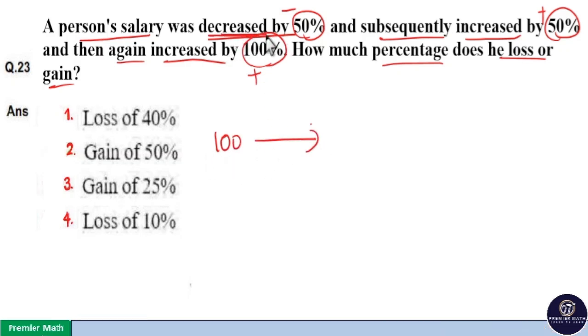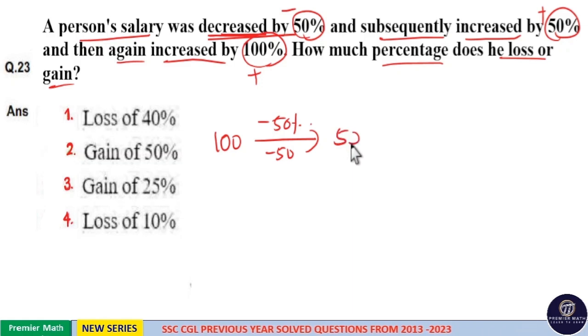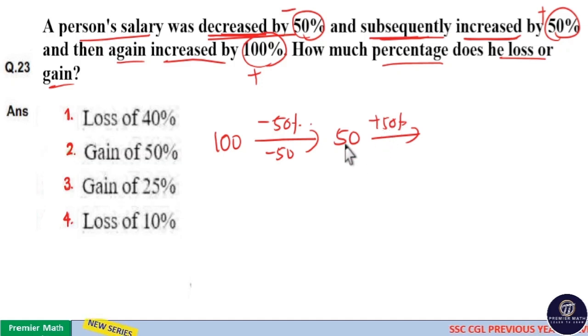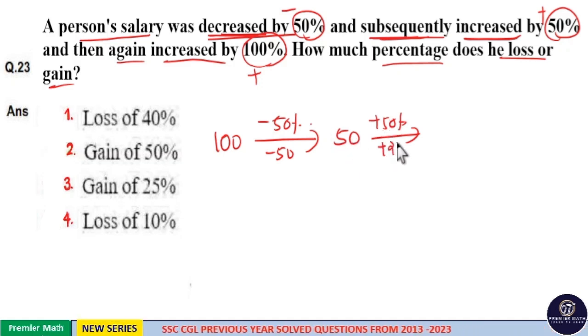Then salary decreased by 50% means 50% of 100 is 50. So 100 minus 50, 50 rupees is the salary after reduction. Now again this is increased by 50%. 50% increment on this 50 means 50% of 50 is equal to 25 rupees. So 50 plus 25, 75 rupees is the current salary.